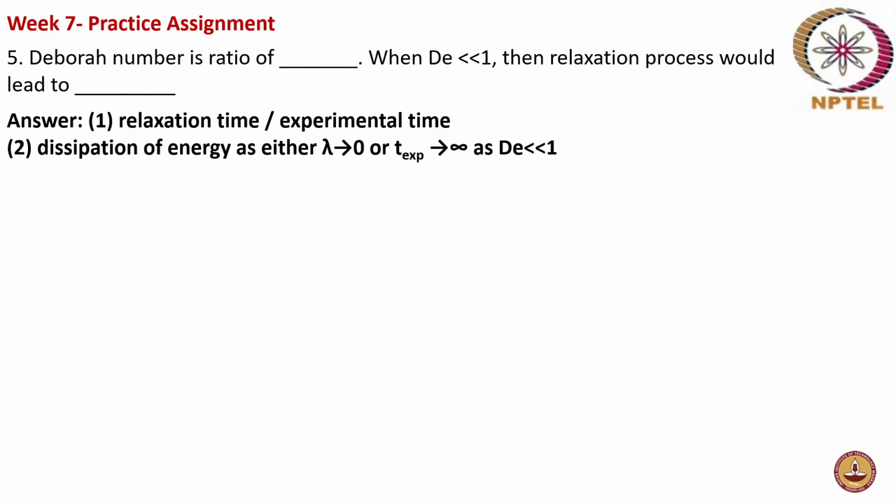That means there's a quick dissipation of energy. So when Deborah number is very much less than 1, the relaxation process would lead to dissipation of energy. Or when your experimental time scale is large enough, the material has sufficient time to relax completely and dissipate energy. So in this way also, when Deborah number is very much less than 1, there is a dissipation of energy. The process would lead to more dissipation of energy.